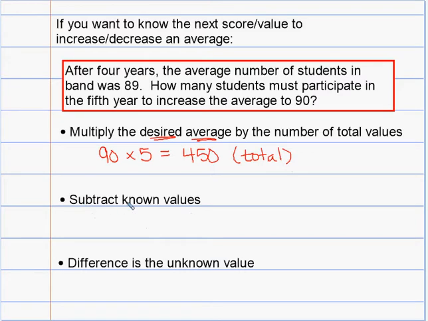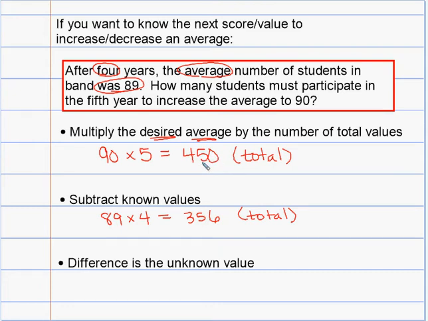Okay, now I need to subtract what I already know. What do I know? Did I get a list of numbers? No. But what I got was, after 4 years, my average was 89. So can I get a total? Yeah, I can. I just need to take 89 times 4. And that's going to be 356. Okay, that's a total. That's what I know I have.